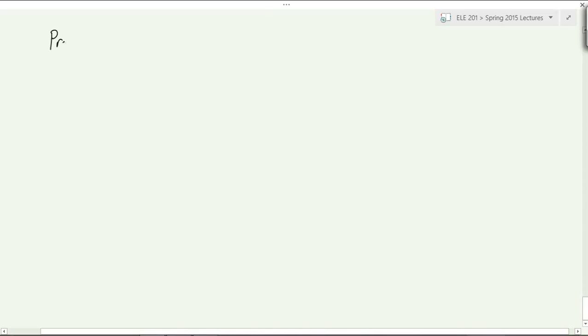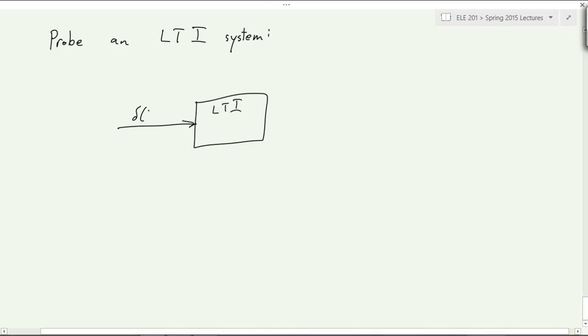Okay. So next, let's do one last short topic here. I want to talk about probing an LTI system. Again, this is an exercise of all the properties we've learned so far about LTI systems and Fourier transforms. Suppose you have an LTI system and you want to learn its impulse response, h(t). Well, one way to do it is to put a delta function at the input. By definition, what comes out is h(t). So there you learn the impulse response.